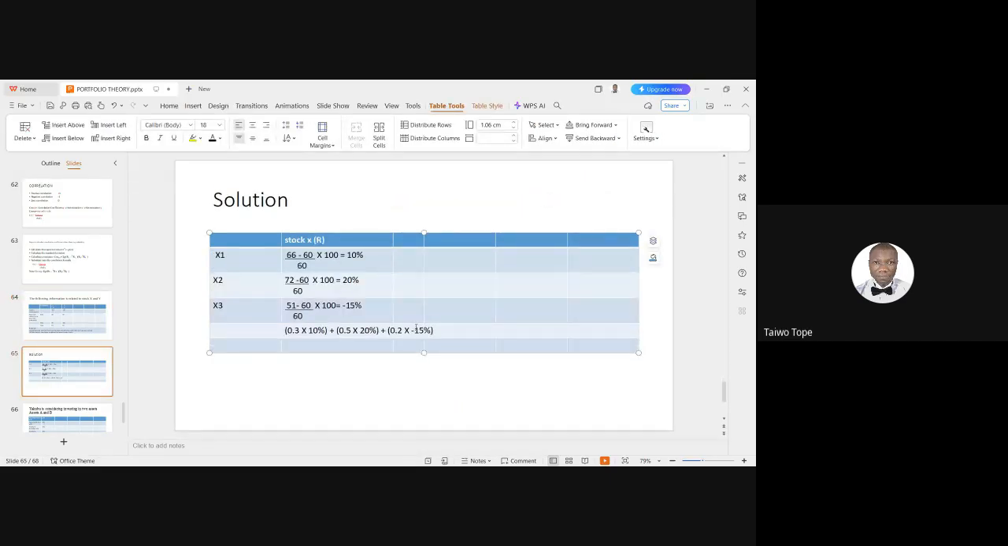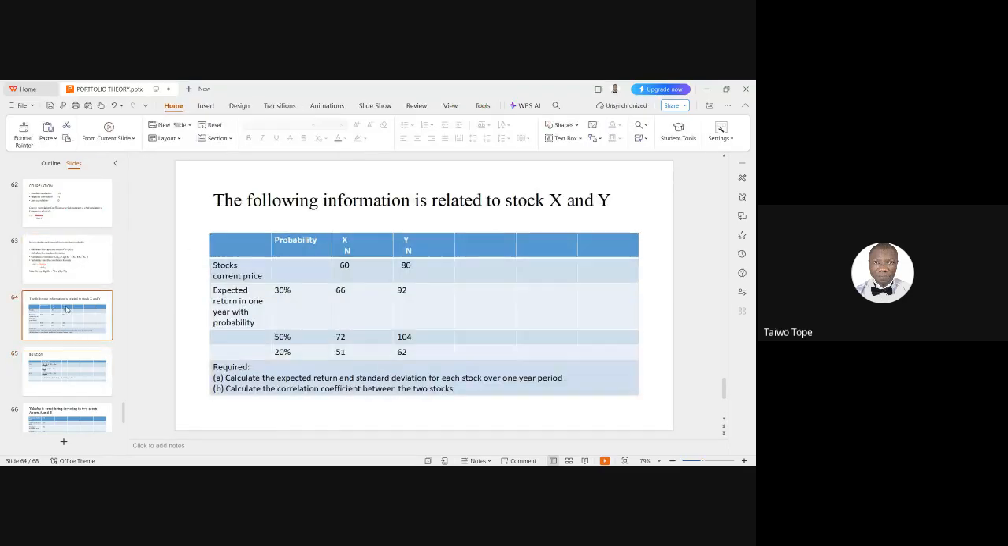So this will give us what overall? 10%. So this will be your expected return, 10%.